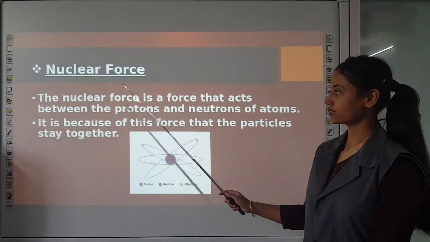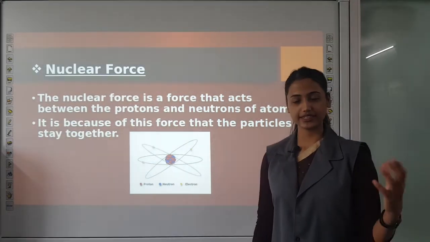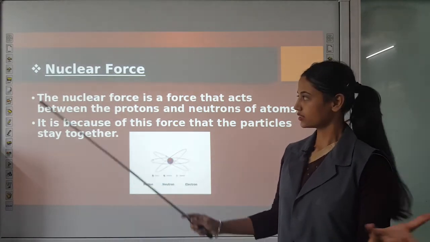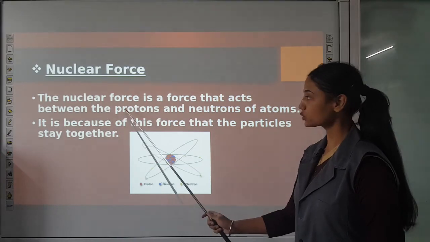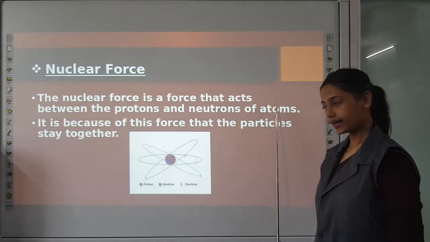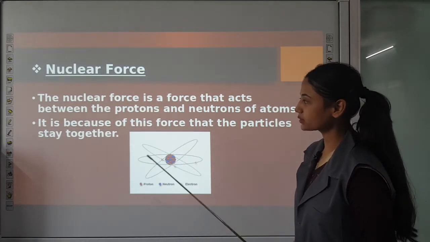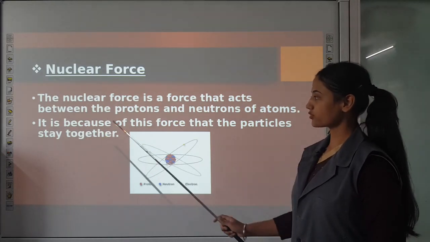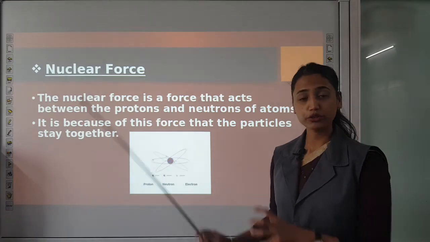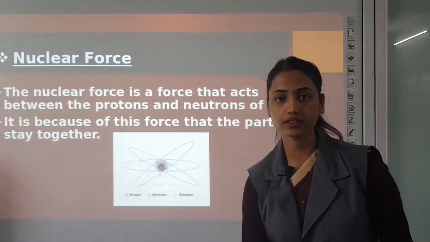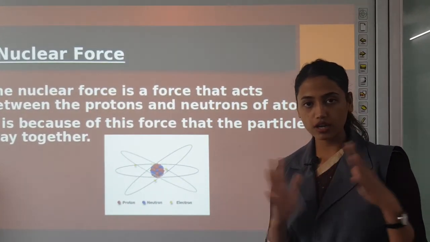Nuclear force. You know that atoms contain electrons, protons and neutrons. The nuclear force is a force that acts between the protons and neutrons of atoms. Here is a figure of an atom. It is because of this force that the particles stay together. Because of nuclear force, particles stay together. They do not fall apart.